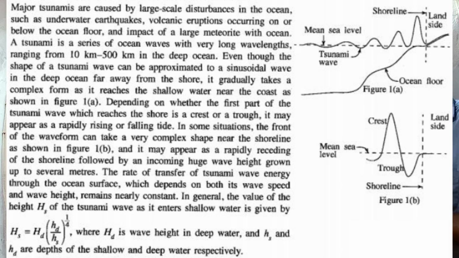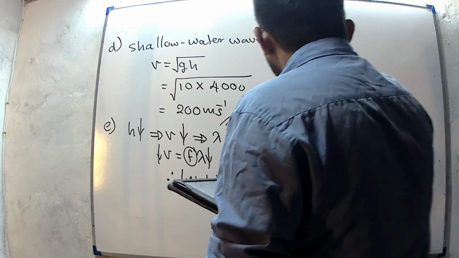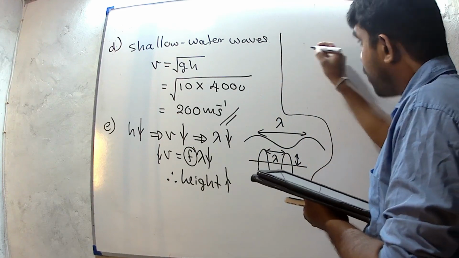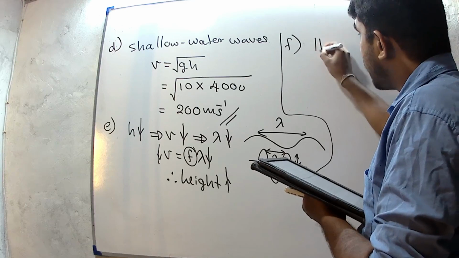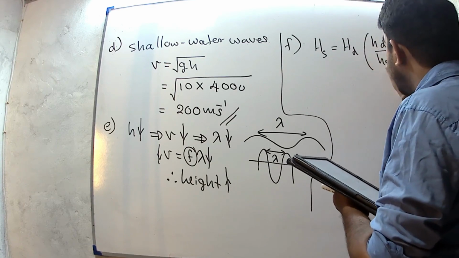In general, the height of the tsunami wave as it enters shore water is given by hs equals hd times (hd over hs) to the power 1 over 4, where hd is the wave height in deep water, and hs and hd are the depth of shallow and deep water respectively. Now we can use that equation to calculate. For the calculation in part F, hs equals hd times (hd over hs) to the power 1 over 4.